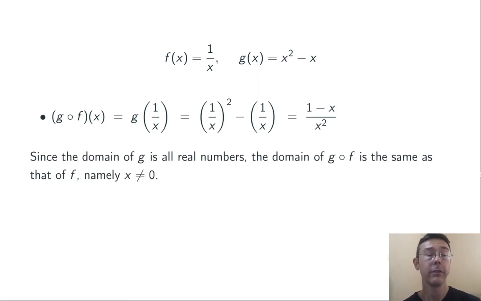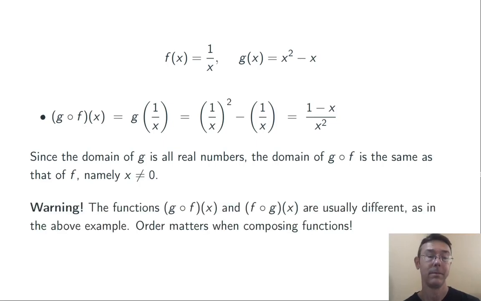The domain of g of x is all real numbers. It's a polynomial. So the domain of g composed with f is going to be the same as the domain of f, namely all real numbers except x equals 0. Now, one thing to notice here, f composed with g and g composed with f were different. That's almost always the case. When you're composing functions, order matters a lot.